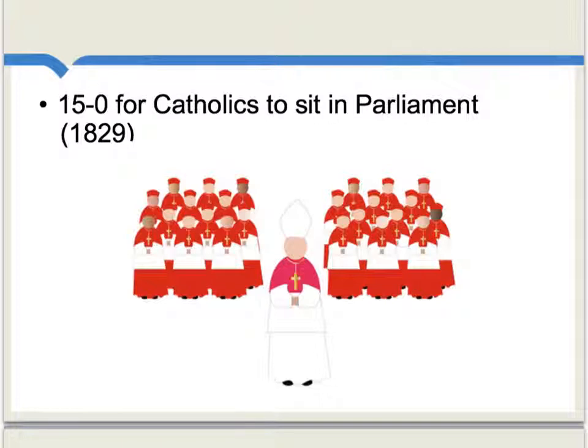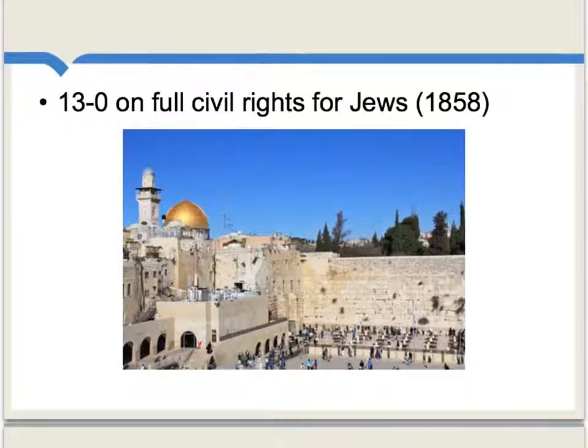In 1829, there was a vote, should Catholics be allowed to sit in Parliament? Economists supported this by a clear vote of 15-0. In general, the economists of this era are taking a consistently cosmopolitan, anti-racist, and anti-prejudiced stance. In 1858, there was a vote on whether Jews should have full civil rights in Great Britain. The economists in Parliament supported this by a margin of 13-0.